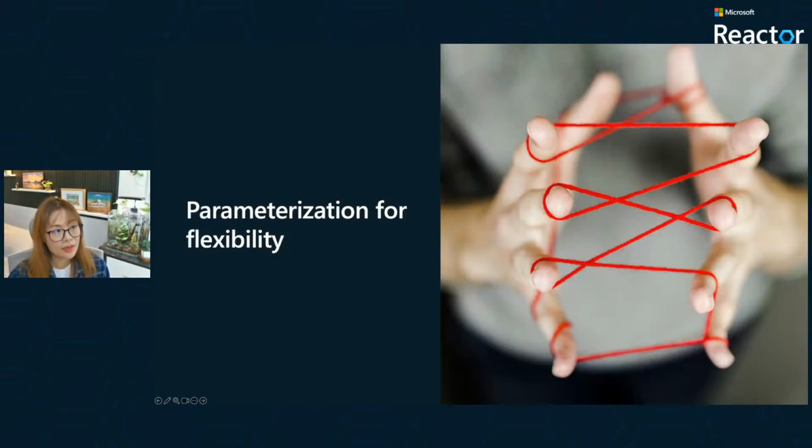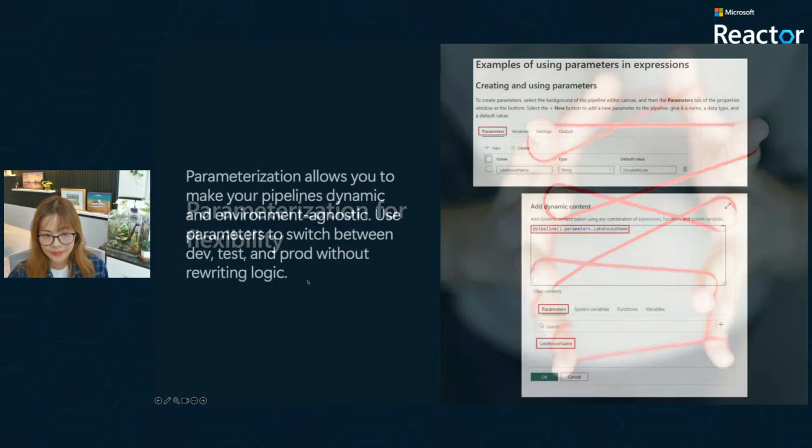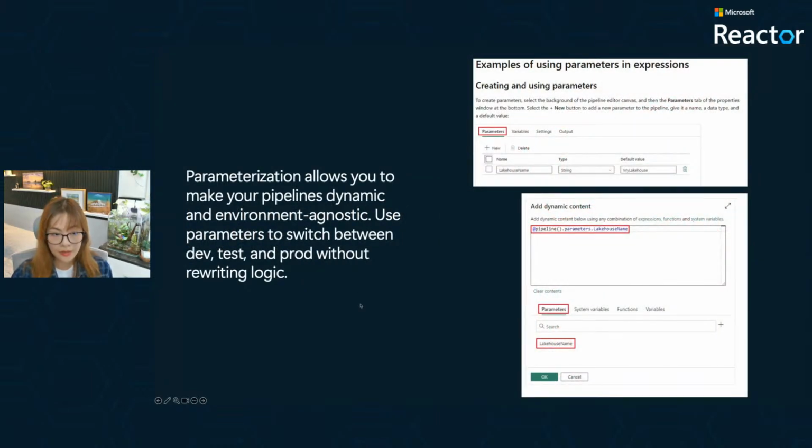Now moving on, let's see how you can use parameters to make your pipelines dynamic and environment agnostic. This is essential for scaling across dev, test, and production. Parameterization allows you to make your pipelines dynamic and environment agnostic. So use pipeline parameters to switch between dev, test, and prod without rewriting the logic.